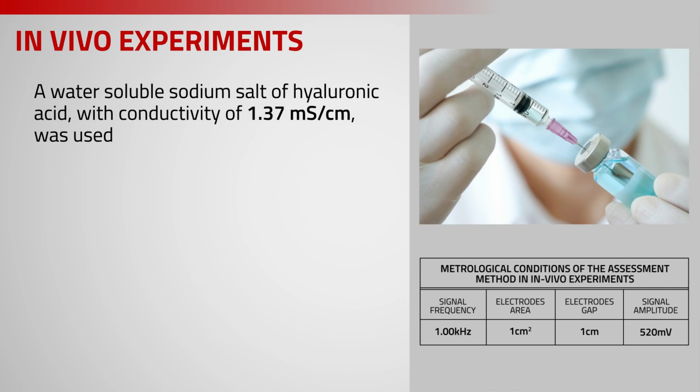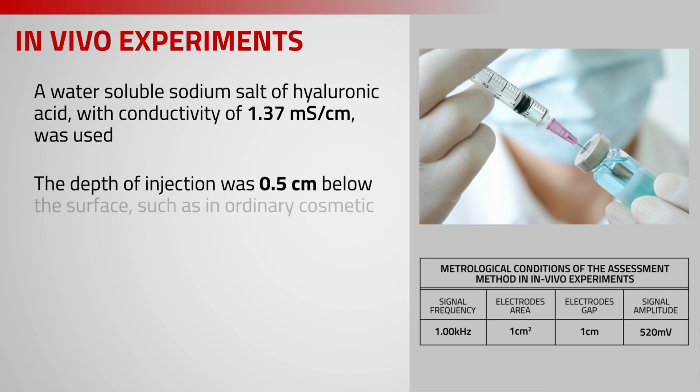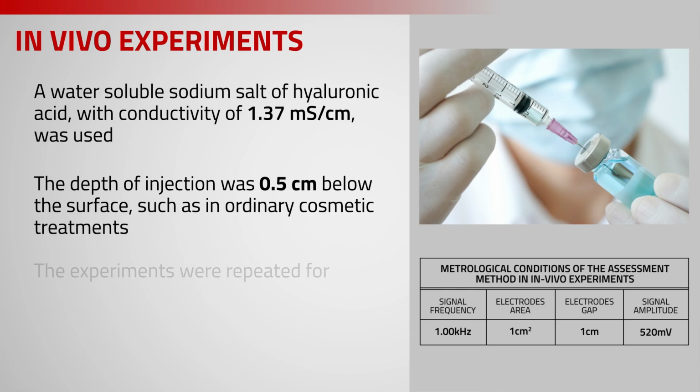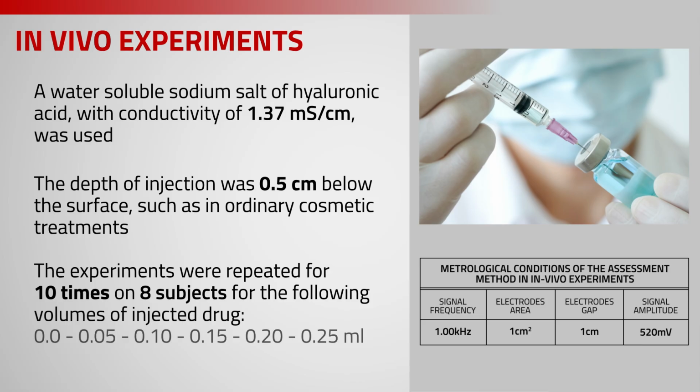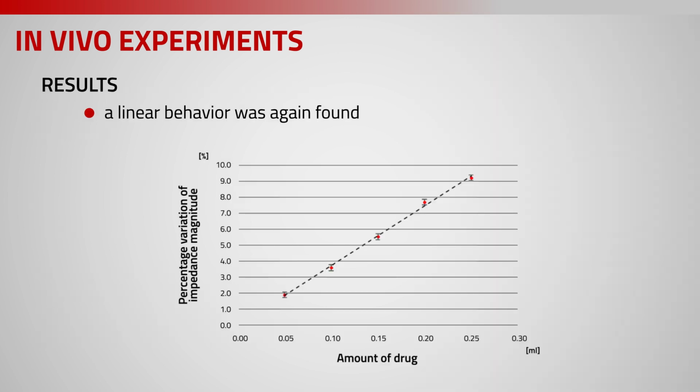For the in vivo experiments, water-soluble sodium salt of hyaluronic acid with conductivity of 1.3 millisiemens per centimeter was used. The depth of injection was 0.5 centimeter below the surface. The experiments were repeated 10 times on 8 subjects for 5 steps of successive volumes of injected drug. A linear behavior was again found, as shown in the figure. The results reported refer to the overall means on each sample.